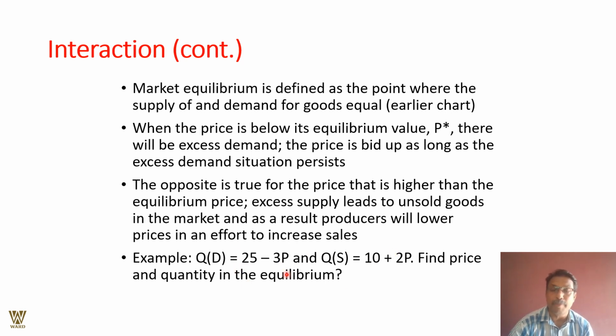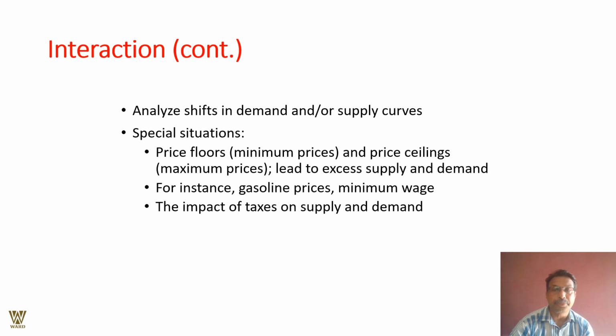Example: QD = 25 - 3P and QS, the quantity supplied, mind you, is 10 + 2P. Find the equilibrium price and quantity. How to go about it? QD is equal to QS. 25 - 3P = 10 + 2P. So what should be the price?